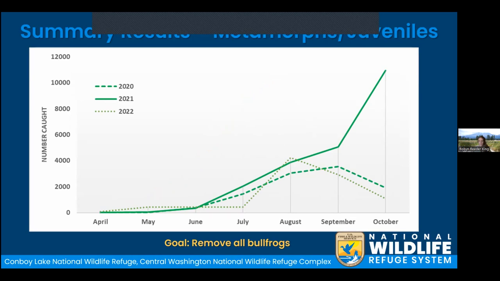And one last thing I want to point out here is that last season in 2022, we observed more overlap between the juvenile and adult life stages than in previous years. And that's likely due to the wet spring we had that delayed the adult breeding season.